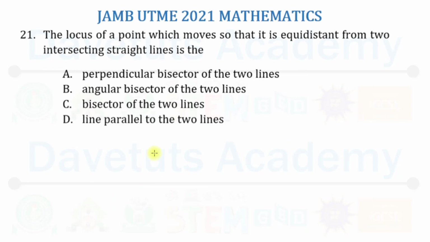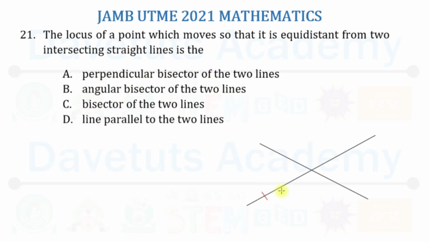So here we have this question on locus, and we are being told that the locus of a point which moves so that it is equidistant from two intersecting straight lines is the what? Is it the perpendicular bisector of the two lines, angular bisector, or the bisector of the two lines itself, or line parallel to the two sides? So let's consider two lines like this, okay? And let's just consider each of the options that were given here. In the first, we are told the perpendicular bisector of the two lines.